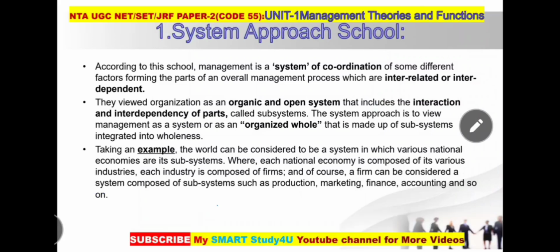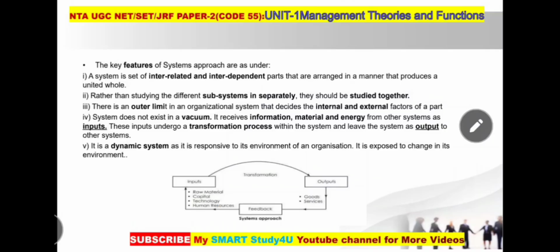The system approach school sees an organization as an organic and open system that includes the interaction and interdependency of parts called subsystems. There is a diagram which shows how the system approach works: input is transformed into output, then the output, as goods and services, is sent as feedback. Then feedback sends raw materials, capital, technology and human resources.